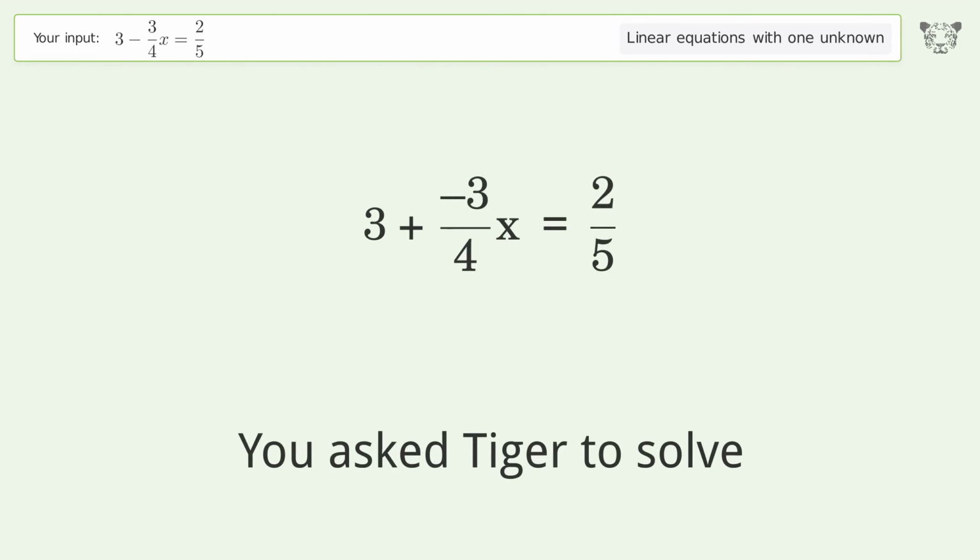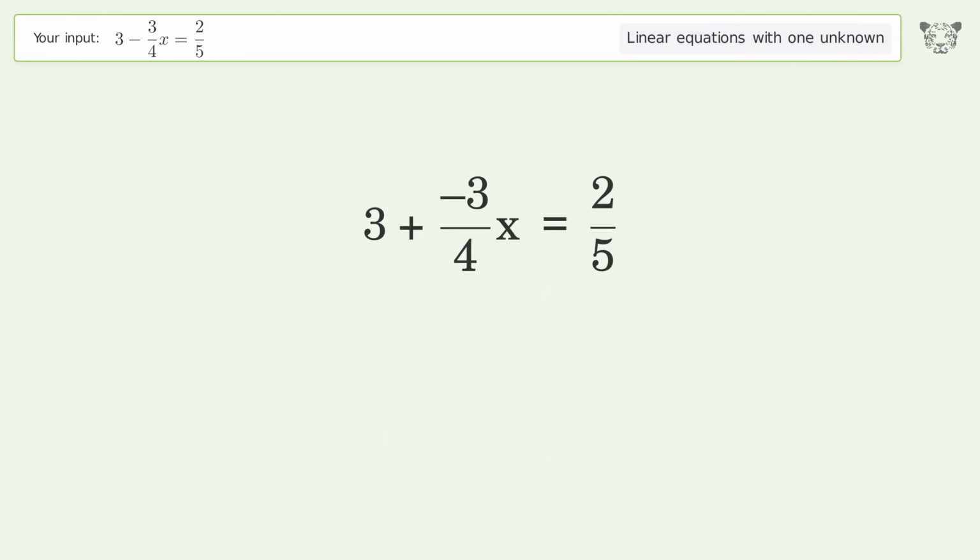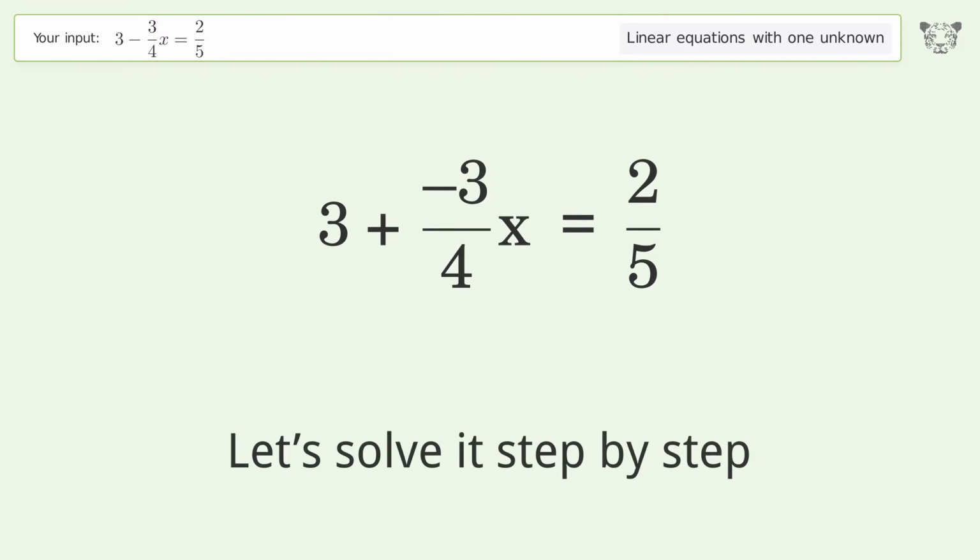You ask Tiger to solve. This deals with linear equations with one unknown. The final result is x equals 52 over 15. Let's solve it step by step.